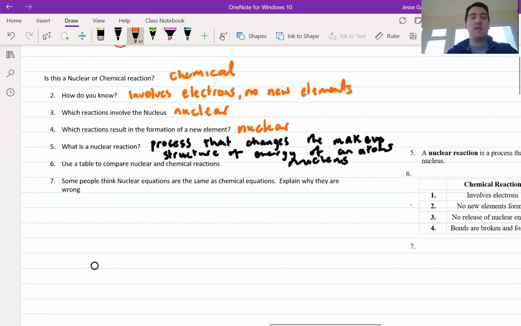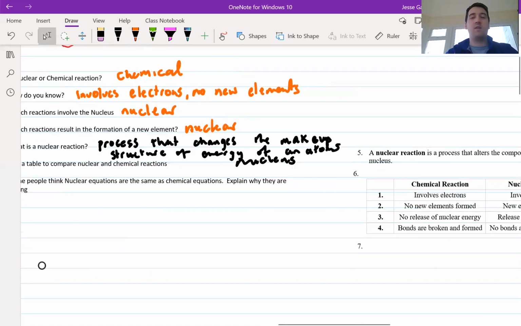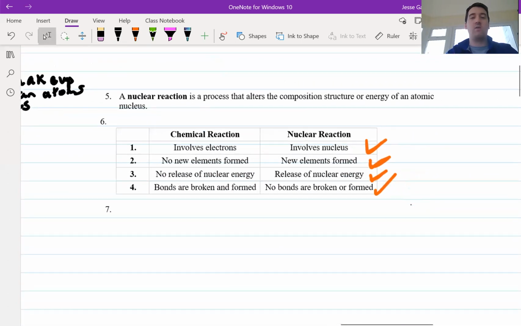Last one. Some people think that nuclear equations are the same as chemical equations. Explain why they are wrong. Well, you can literally use any of these reasons. Nuclear reactions involve the nucleus, whereas chemical reactions involve electrons. We do form new elements in nuclear reactions, and we don't for chemical reactions. We don't have any nuclear energy released in chemical reactions, but we do in nuclear reactions. You get the picture. You have to take some of the reasons and say how chemical and nuclear reactions are different.